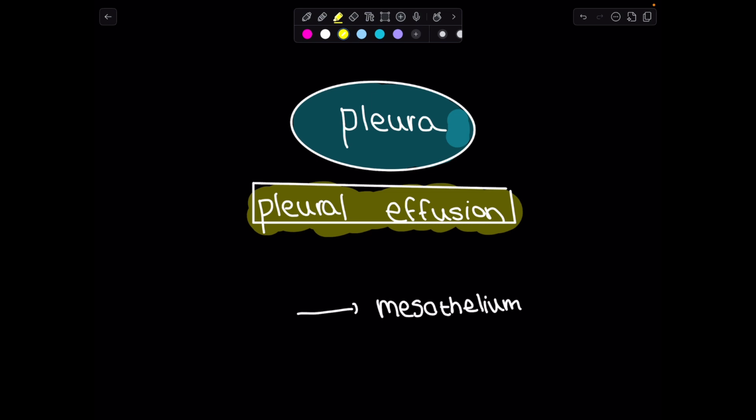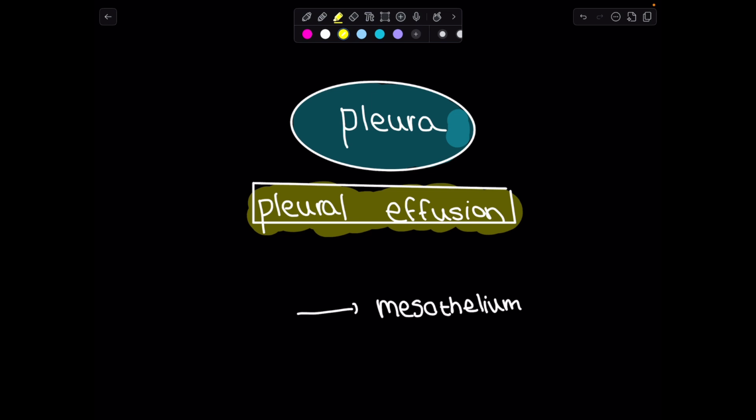What causes pleural effusion to form? And as images, how will we see it if we take an X-ray? Will it be more white, more black? All right, let's dive into pleural effusion causes and how it looks on an X-ray.